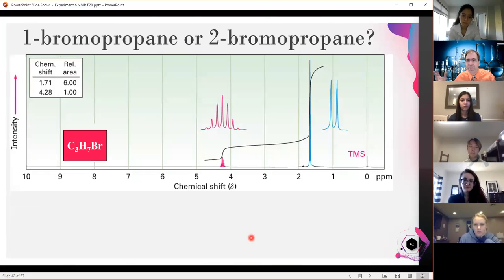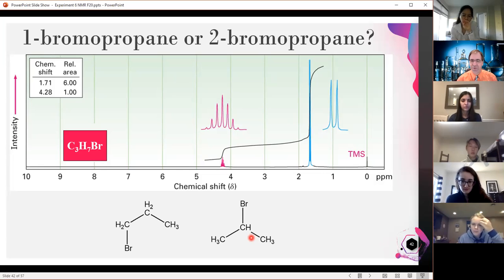All right, so let's actually do something with this. Here is an NMR. Yay, it's a spectra. Is this 1-bromopropane or 2-bromopropane? And you have enough to figure it out. So think about it for a moment. Just to help you out, these are the structures of 1-bromopropane and 2-bromopropane. I won't tell your teachers whether or not you could do that in your head. So let's think for a minute. If you have an idea, just throw it in the chat.